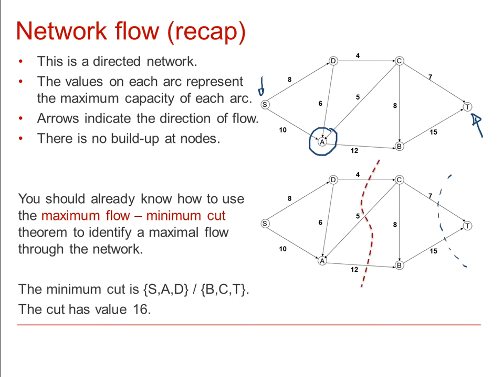There is a cut like this one here, and you can see that the value of this cut is the 12 plus 4, but not the 5, because that one is flowing out of the sink set into the source set. So we don't include the 5, to give us a value of 16, and that happens to be the minimum cut for this particular network.